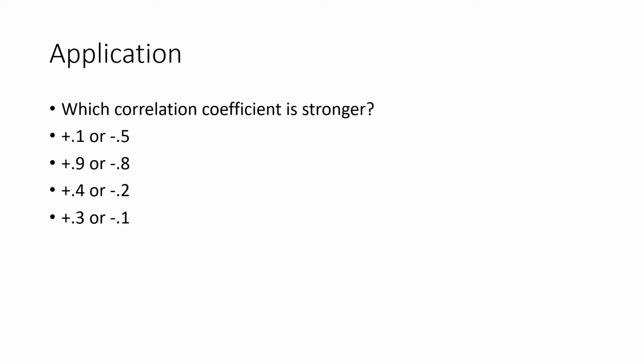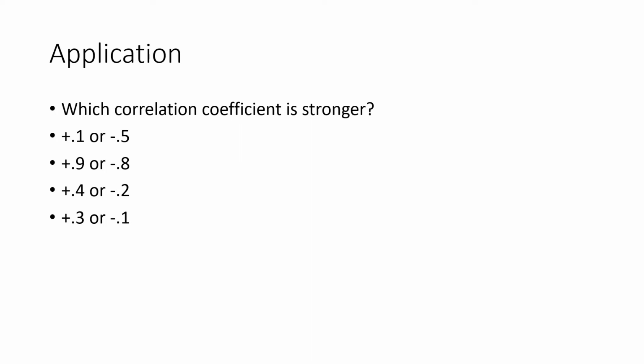So the answer to this is that it is negative 0.5 because it's closer to 1. Remember, we're not looking at the sign. Another example, positive 0.9 or negative 0.8. In this example, it's going to be positive 0.9. We're not looking at the sign. Again, we're looking at what's closer to 1.